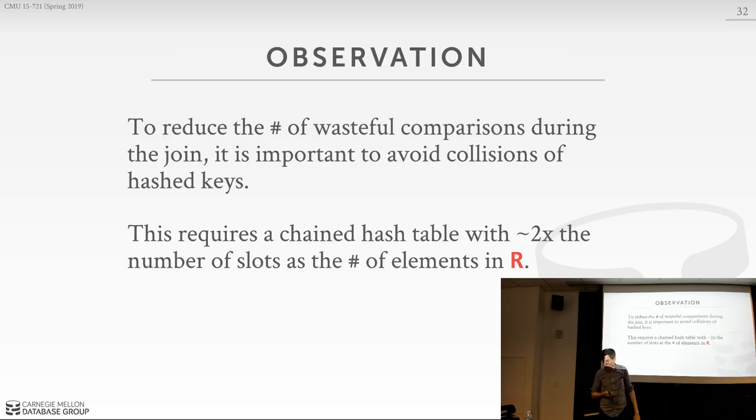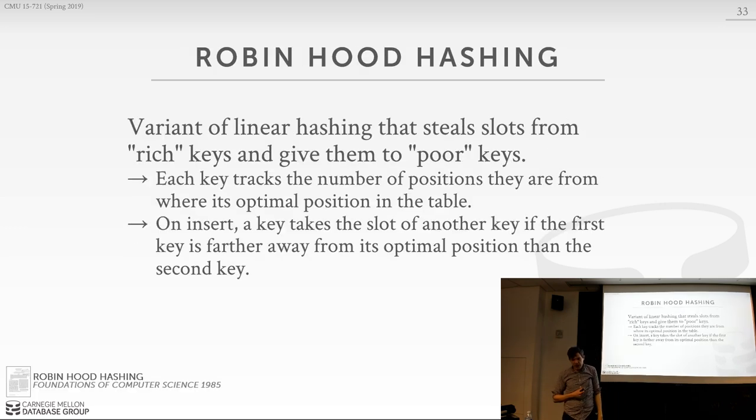So that's what's called Robinhood hashing. The idea of Robinhood hashing is that we're going to steal the slots from the rich keys, meaning keys that are closer to where they should be in my hash table, and then give them to the poor keys, the keys that are farther away. And the goal here is to hopefully reduce the variance in how far each key is from where it should be by swapping things around and trying to even things out.